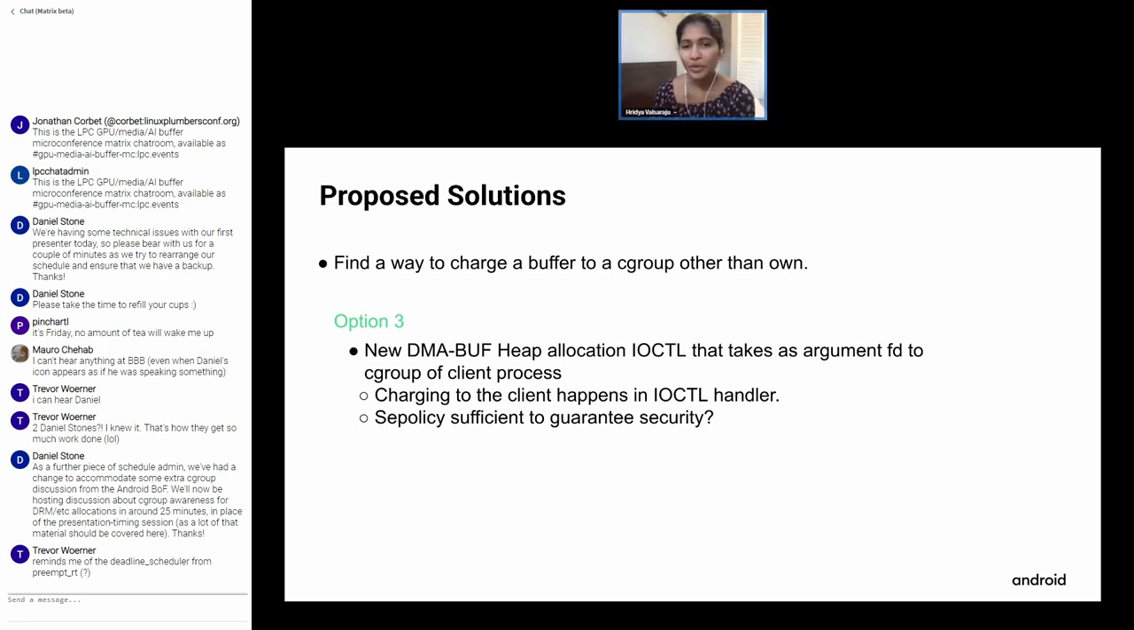So if you can think of any other approaches that we can use to find a solution to the problem, or if you had any other suggestions that we could look into, we would be really happy to collaborate. And it would be nice if we could have a discussion on this.